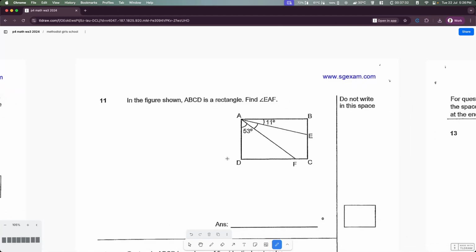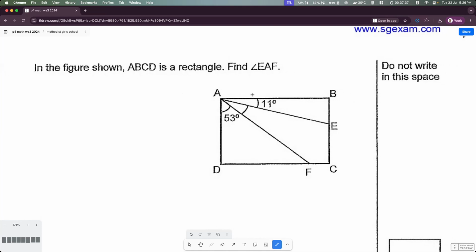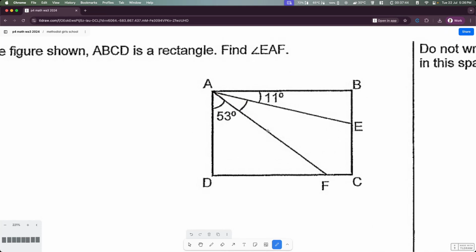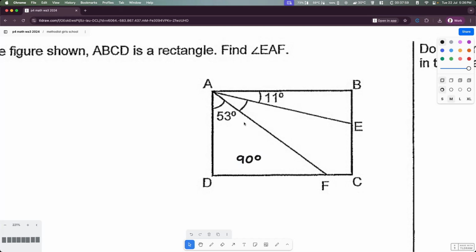All right, next question. Question 11. In the figure shown below, ABCD is a rectangle. Find EAF. So which is this one? EAF. We know that all corners of the rectangle are how many degrees? If you guessed it, it is 90 degrees. So this whole thing over here is 90 degrees, right? Let me give a line. This line over here is all 90 degrees.